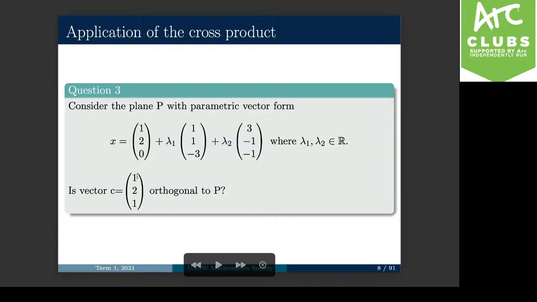So whether 1, 2, 1 dot product 1, 1, minus 3 is 0, and also 1, 2, 1 dot product 3, minus 1, 1, minus 1 is 0, then you know that vector C has to be orthogonal to P. Or you can use another method.